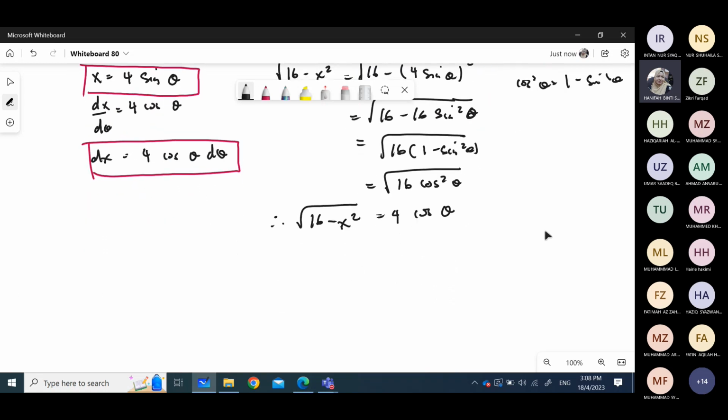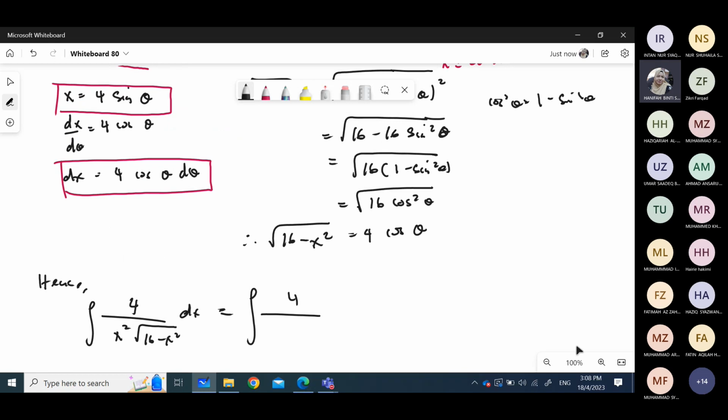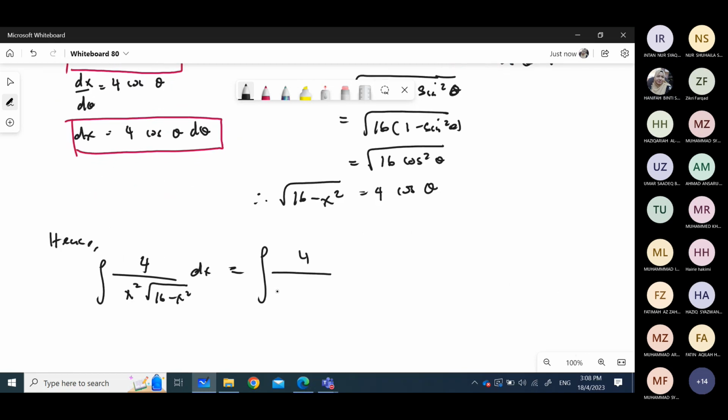Okay, next step we integrate. Hence the integral of 4 over x squared square root of 16 minus x squared dx is equivalent with the integral of 4 over x squared, where x squared is 4 sin theta to the power of 2, multiplied with the radical, which is 4 cosine theta, and dx, which is 4 cosine theta d theta. We use all of this to convert from x terms to theta terms.